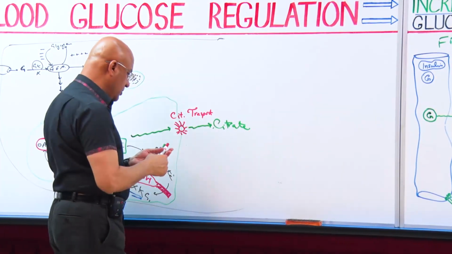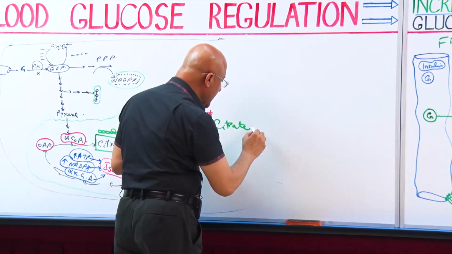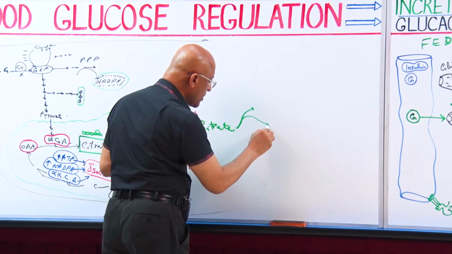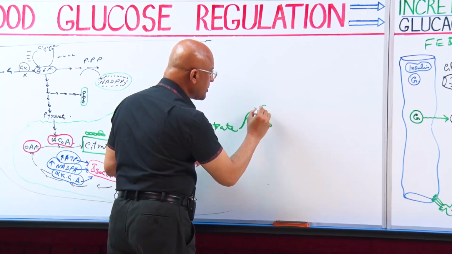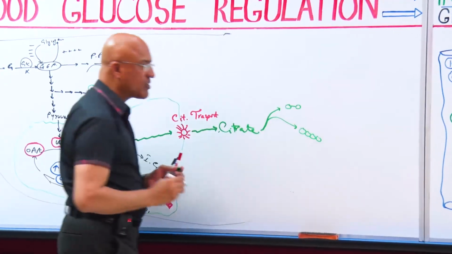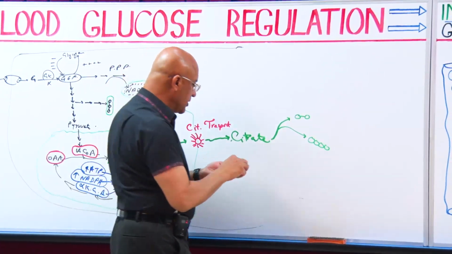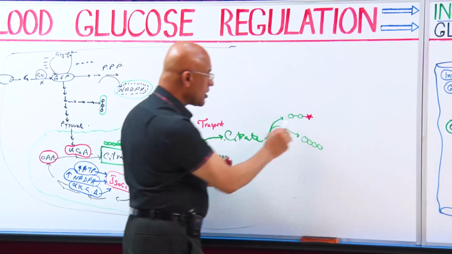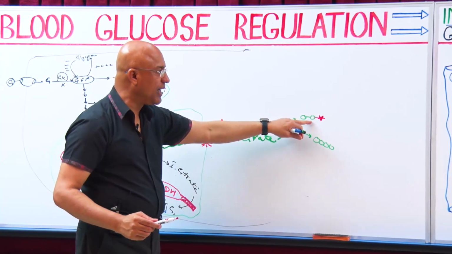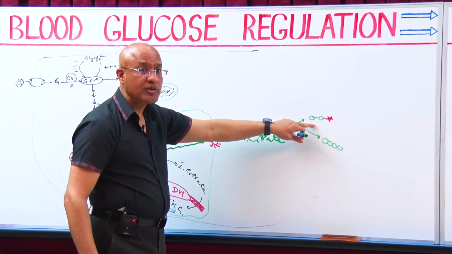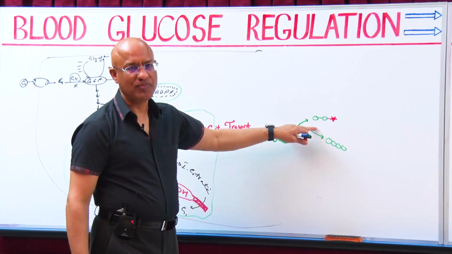Okay, now citrate is out. Citrate will break down into 2 carbon unit and 4 carbon units. It was 6 carbon. With this 2 carbon unit, it will have CoA. What is it? Acetyl CoA. Now this acetyl CoA is cytosolic acetyl CoA.